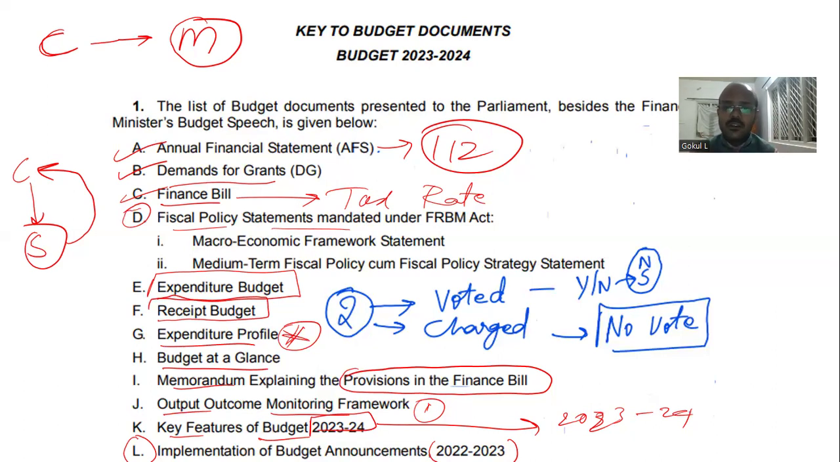Simply they can make a demand, so it has to be voted. When it is yes, they will get it. If it is no, they won't get it. Simple. Voted demand for grants. So next, charged demand for grants.